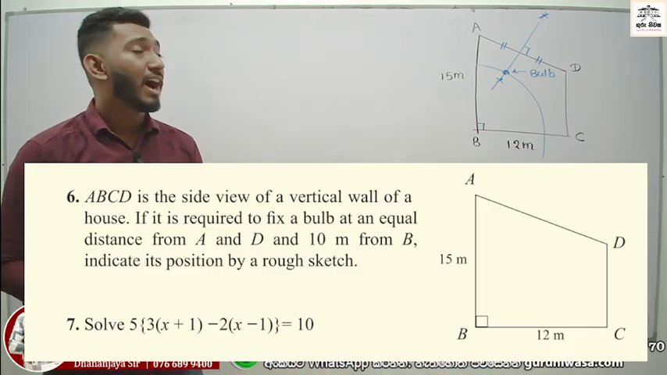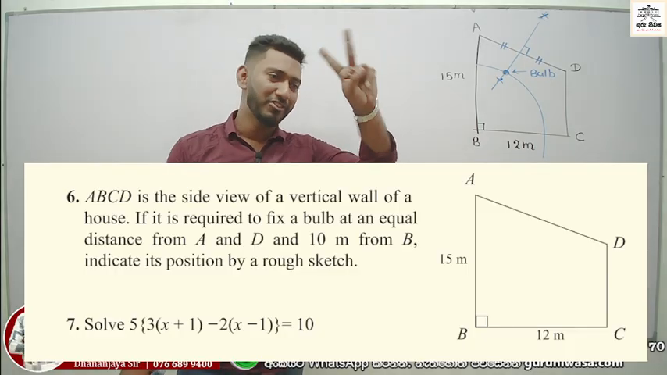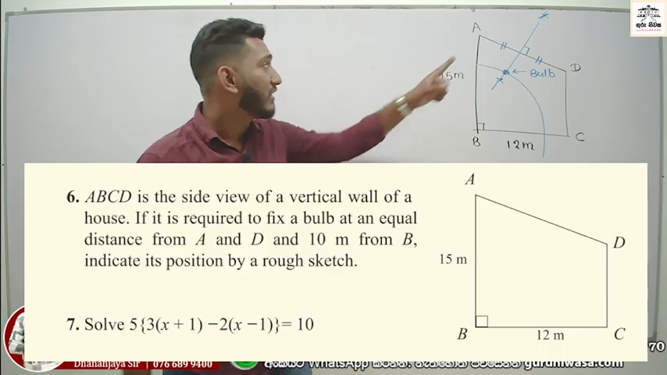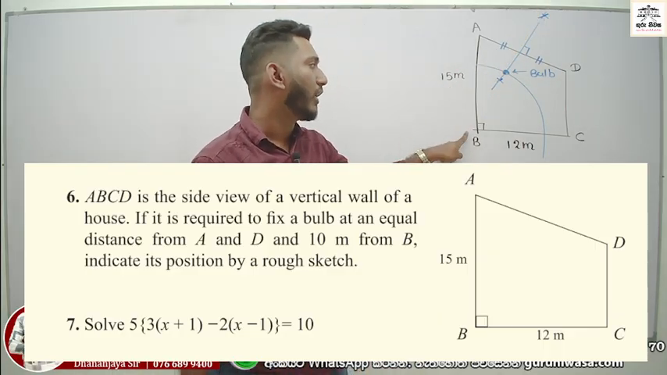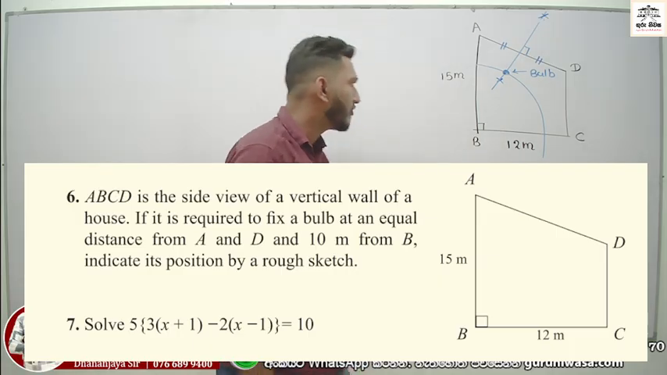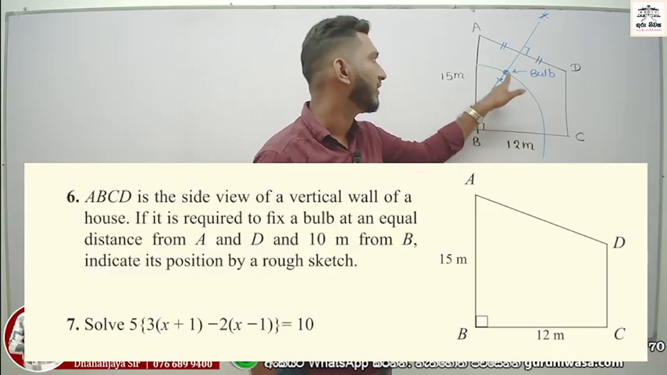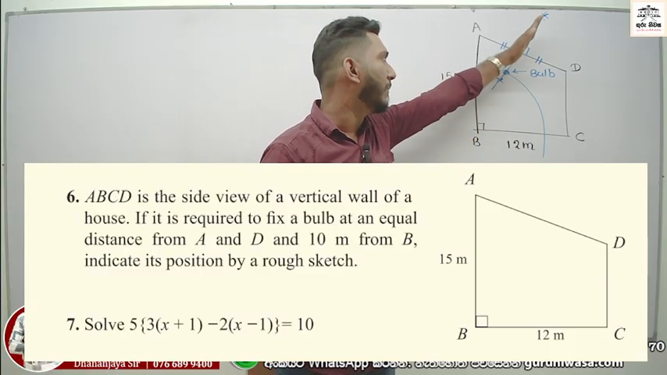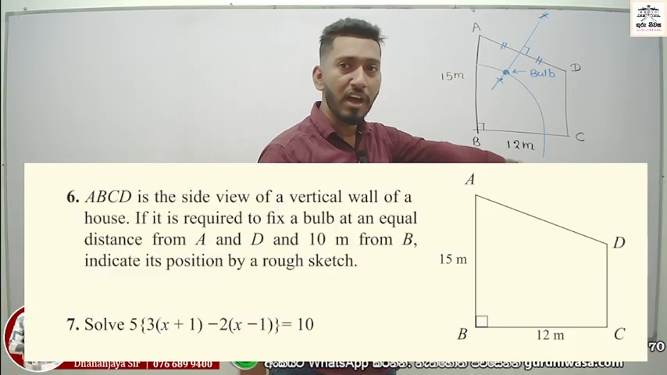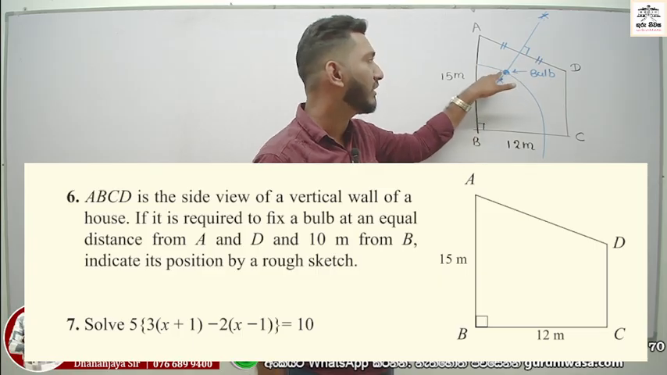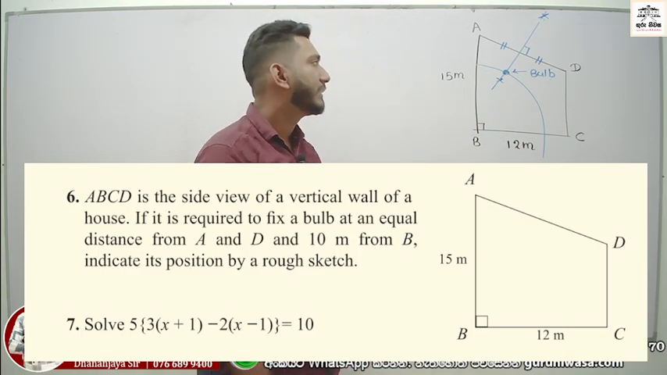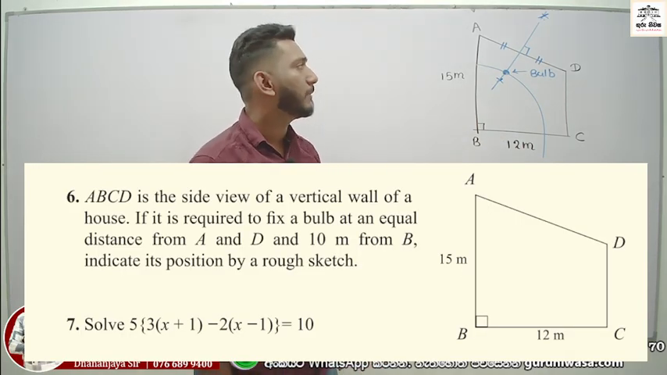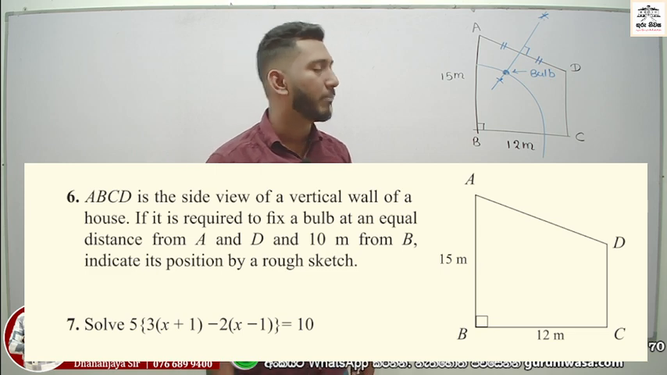Right. Understood, everyone? There are two locus points. Equidistance to 2 points is a perpendicular bisector. Equidistance to a point is a circle. When you draw the circle, it intersects the perpendicular bisector at the arc. This is the common intersection point. Therefore, this one should be the bulb, definitely the location of the bulb.